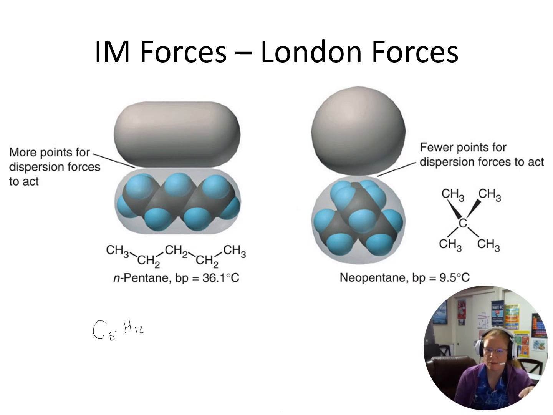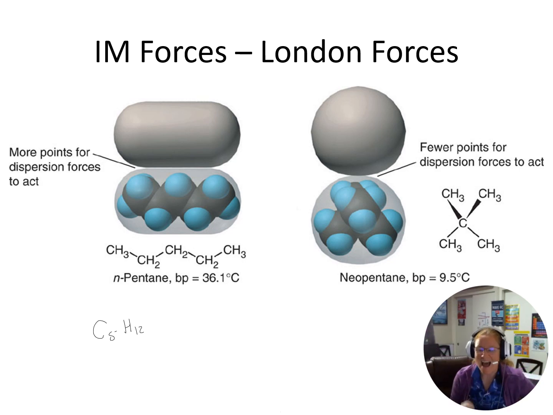We can see this with the boiling points. The balled up neopentane has a boiling point of only 9.5 degrees Celsius, whereas the straight chain N-pentane has a boiling point of 36.1 degrees Celsius. So significantly higher than the neopentane. So it takes more energy to disrupt and break those tethers. So when I boil something, I'm going from a liquid to a gas.